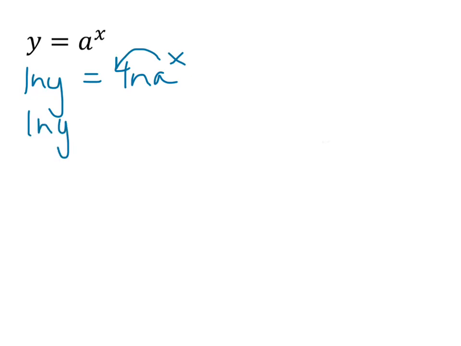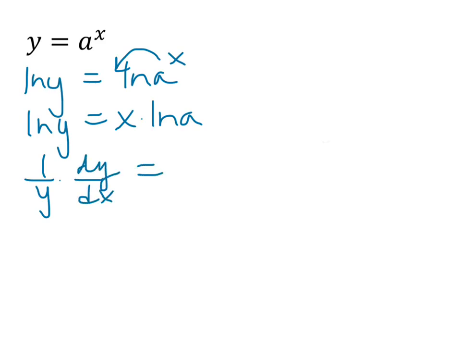Let's apply the same thing to a to the x. We'll start by taking natural log of each side. Natural log of y is equal to natural log of a to the x. Apply the power rule, bring the power down in front of the log, multiplying by natural log of the base a, and then the derivative step. Derivative of natural log of y is 1 over y multiplied by chain rule dy/dx equals natural log of a times x. That is just a constant multiplied by x.